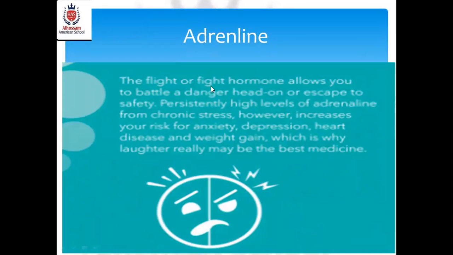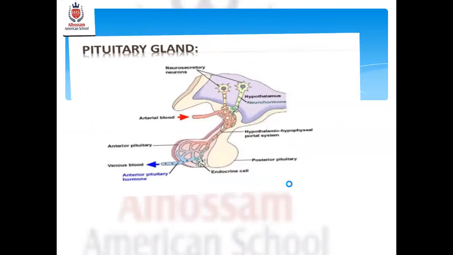Also, we have adrenaline. Adrenaline is a very important hormone that is produced during fight or flight. It helps you to escape danger, or battle the danger, and escape to safety. And also it changes the mood. But take care. If you have high levels of adrenaline, it will lead to chronic stress and increase anxiety, depression, and heart diseases. It will lead to weight gain. Okay, so it's not good to have too many hormones inside your body.